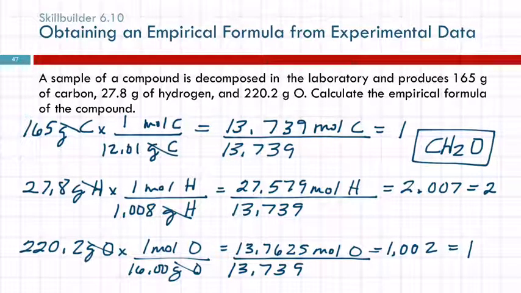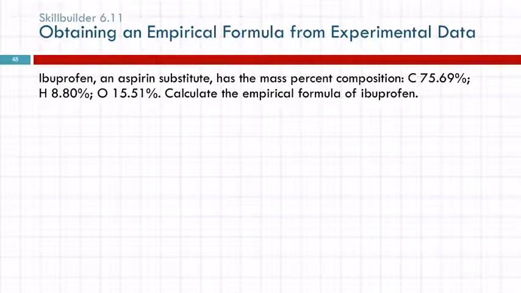Any questions? Just takes some practice. Here's another one. Ibuprofen, an aspirin substitute, has the mass percent composition given here. Calculate the empirical formula. What do we have to start with? We need masses of elements. They're giving us percentages. What do we do?